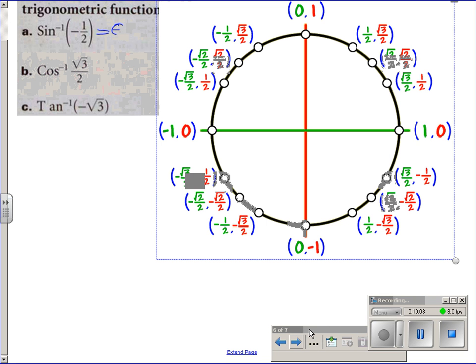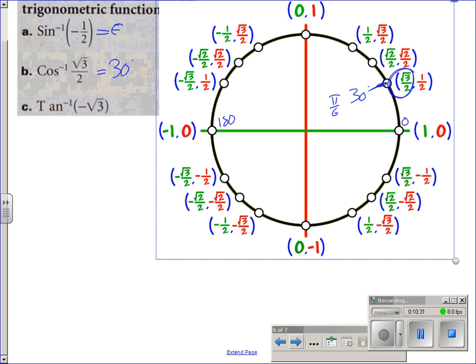So now, inverse cosine of square root 3 over 2. Because it's the inverse cosine, we are dealing from 0 degrees to 180 degrees. Cosine is the x-coordinate, so we are looking for an x-coordinate that is square root 3 over 2, right here at this angle measurement, which is 30 degrees. There's our answer. If we were dealing with radians, pi over 6.